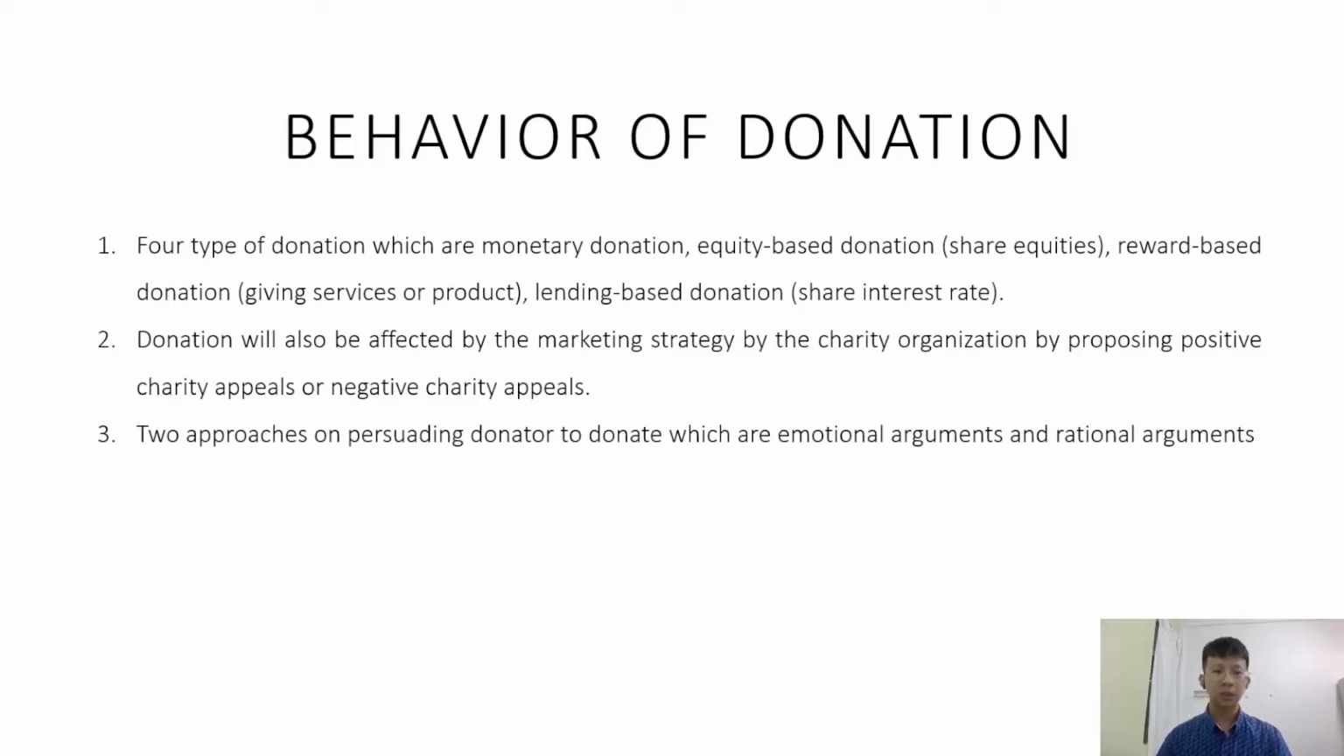Second, donation is affected by many factors, such as the marketing strategy of the charity organization, proposing positive charity appeals or negative charity appeals. Both of these appeals affect whether a donation occurs. And next, there are 2 approaches to persuading donators to donate, which are emotional arguments and rational arguments. These will be applied throughout the system to encourage users to donate to the charity.